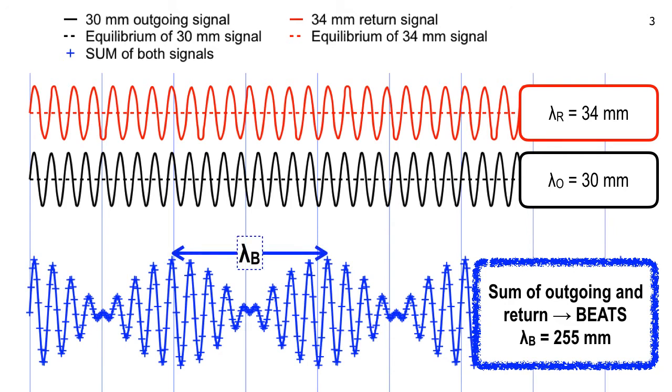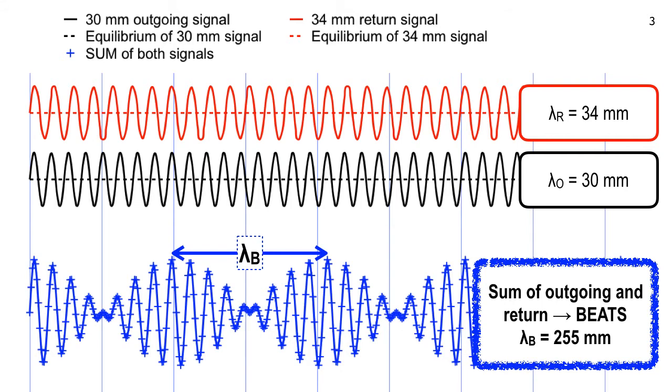The beat wavelength would be about 255 millimeters for this pair of waves. Question? I calculated the beat frequency. And the beat frequency is not on here, Kane.